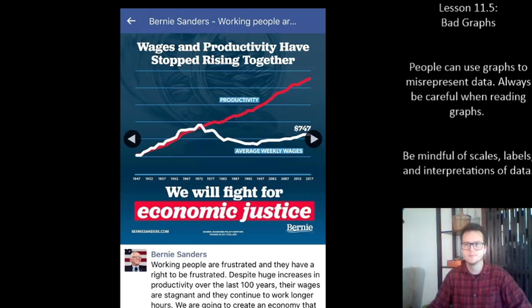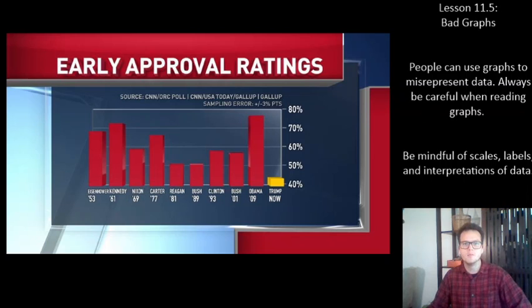So bad graph. Okay, this was probably in 2016, 2017, early approval ratings. Presidents always get rated by somebody, who knows, and then that data is recorded. And so there's all these different presidents here, and their approval ratings early on in their presidency, and then there's Trump down here, and it's like almost nothing.